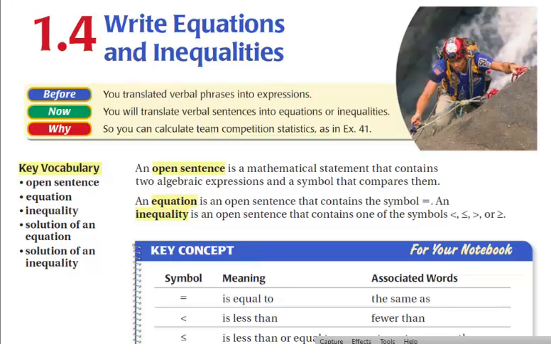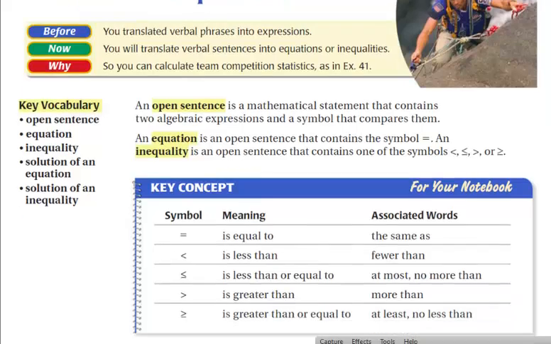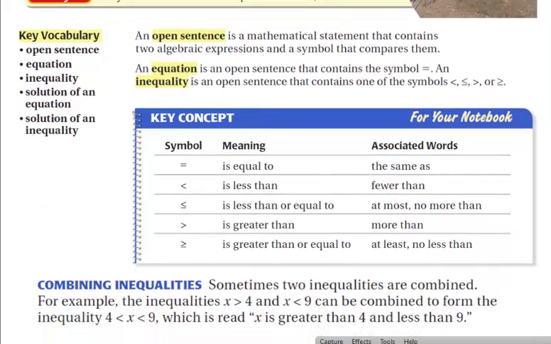An open sentence is a mathematical statement that contains two algebraic expressions and a symbol that compares them. An equation is an open sentence that contains the symbol equal. An inequality is an open sentence that contains one of the symbols less than, less than or equal to, greater than, or greater than or equal to. Let's look at the table that describes the meaning of the symbols.